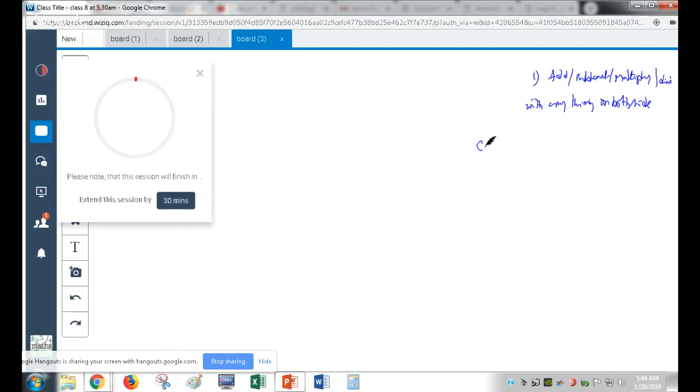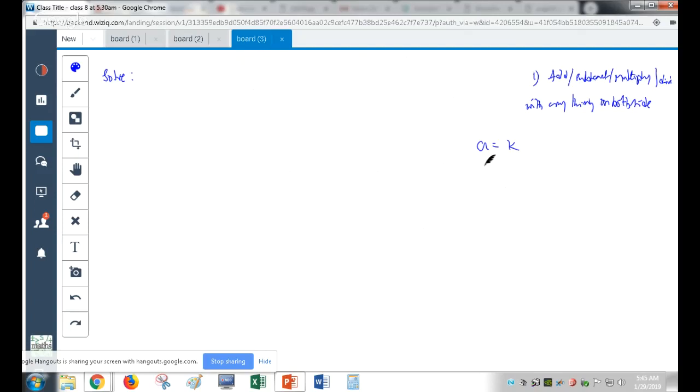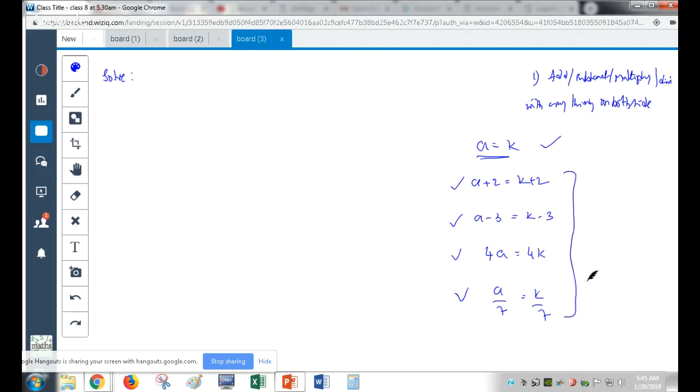For example, A is equal to K. You can add on both sides: A plus 2 is equal to K plus 2. You can subtract: A minus 3 is equal to K minus 3. Both sides should be the same. And you can multiply: 4A is equal to 4K. You can divide: A by 7 is equal to K by 7. That means you take an equation, you can add, subtract, multiply or divide with the same number on both sides. It will not change the value of the equation. So we can use any of these properties to get the value of the variable.